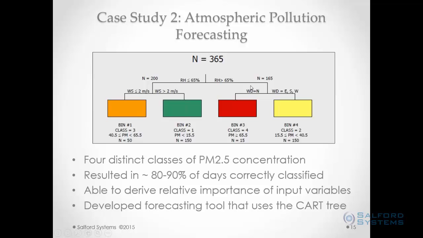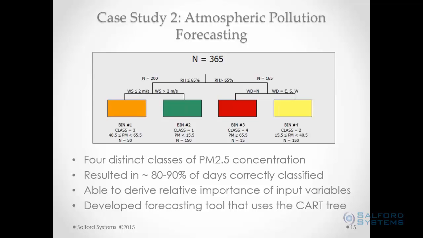So this is a pretty simple example of a CART tree. This is not a CART tree straight from our software. This is a CART tree used in the study of this company. And it resulted in 80 to 90% of days of the year being correctly classified. So this is a high classification accuracy.